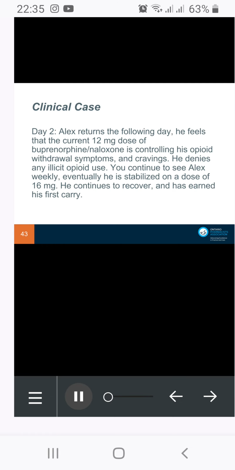So we talked about Alex's day one induction. So now this is day two. He returns the following day. And keep in mind that Alex on day one required the entire 12 milligrams. So he comes in on day two and he says that the 12 milligrams is controlling his opioid withdrawal symptoms and cravings. And he denies any illicit opioid use.